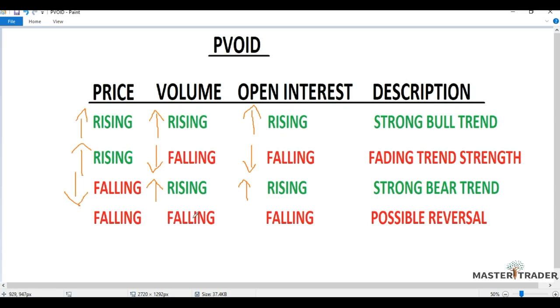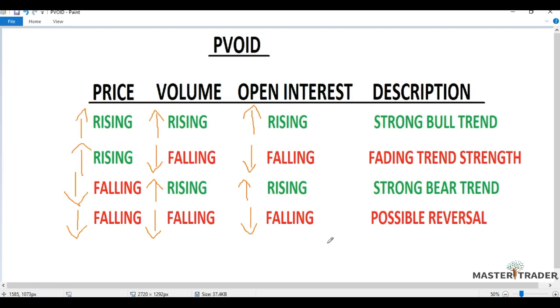Finally, let's look at the fourth option, where price is falling, in a bearish trend. The volumes are also falling, and the open interest is also falling. So what is this telling me? Bears are taking the price down, but not with strong volumes. Volumes decrease, and the interest in that instrument is also decreasing. That indicates that we might have a possible reversal from the bottom.